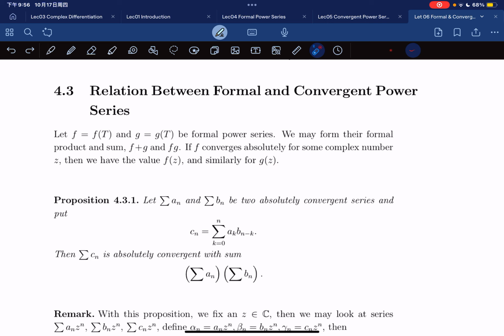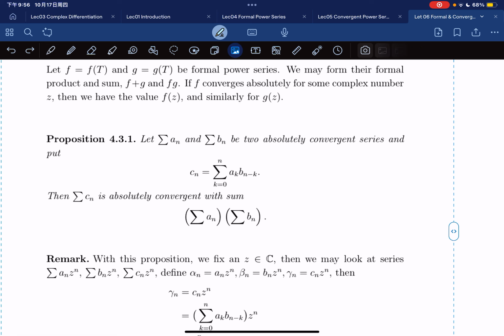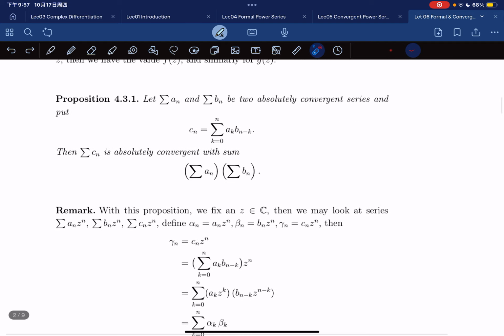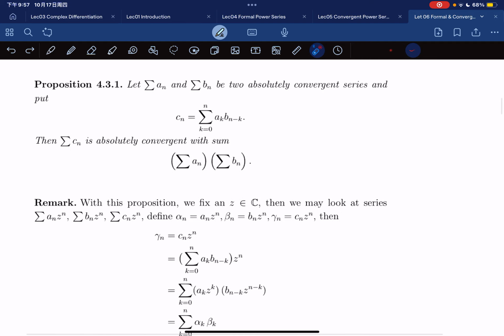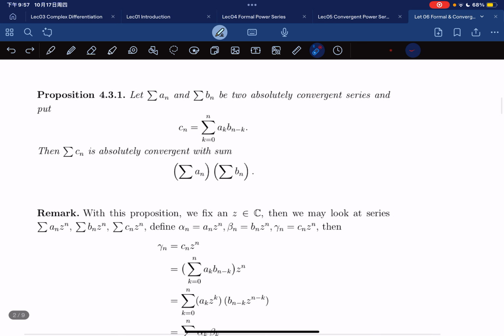Similarly for g(z). Before that, we need a proposition about summation that should be included in first year calculus: for any two absolutely convergent series, the series whose terms are defined as their Cauchy product is absolutely convergent, with sum equal to the product of the sums. This proposition will not be proved; one should learn it in first year calculus, or Calc 2.